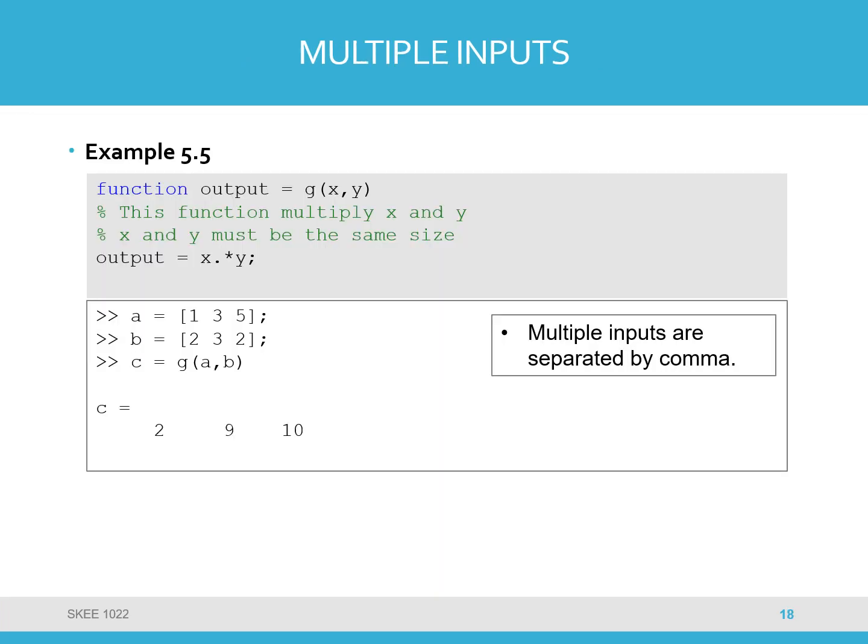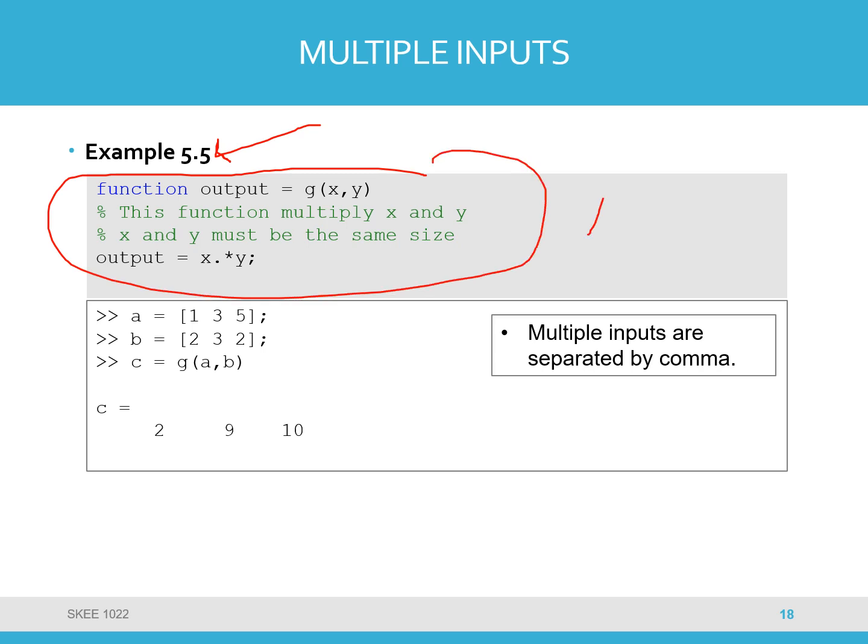Now, for example 5.4, you create the function. Right now in example 5.5, you call back the function. So you already created this function inside the M file, M file 1. You call it g.m. Now you create a separate file. You can see here, this is a separate file.